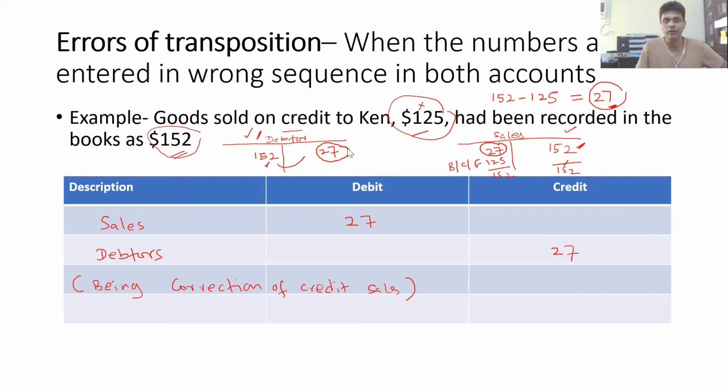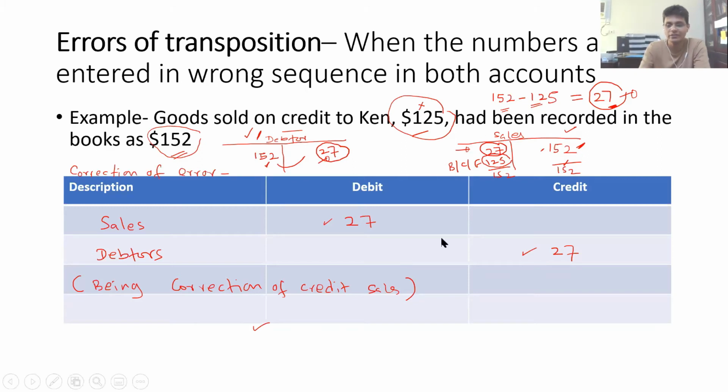The original entry should have been 125 debit, 125 credit, but instead you debited 152 and credited 152. So to make the correction, take the difference between 152 and 125, credit the debtor and debit the sales. Thereby you will show the correct amount in the books of accounts. Can I move on to the next question?